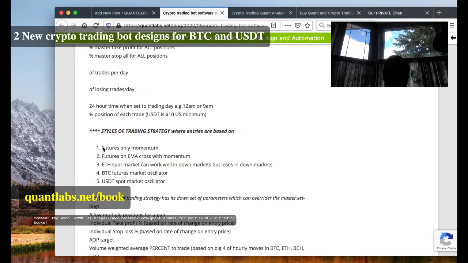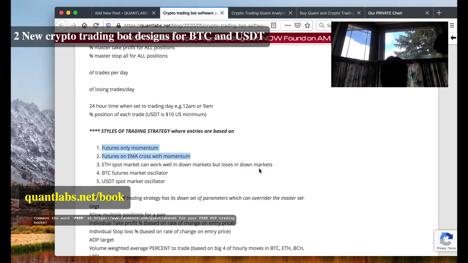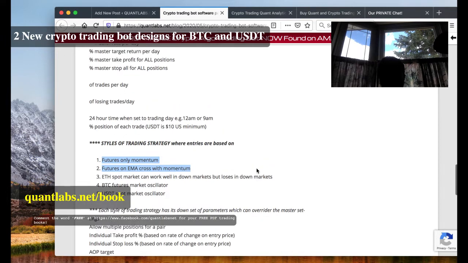So there's 5 of them that I've tested and kind of got working. These first 2 I've tested, and they can work when you have very strong momentum in the market.